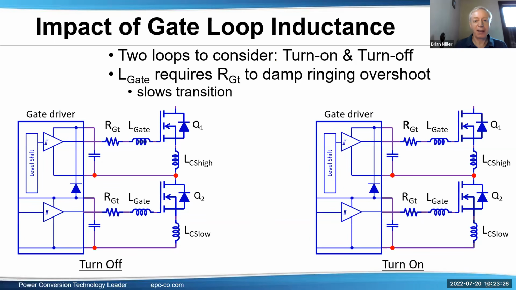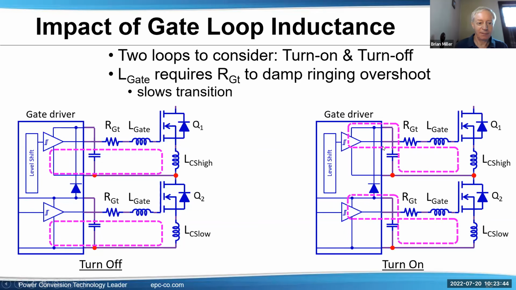Okay, the impact of loop inductance. There are two loops to consider, the turn on and turn off. Sometimes there are separate outputs, sometimes not, but they are different loops, from either the high side or down to the source. You'll see these here. So minimizing the inductance in the gate does pay off and is good to do.